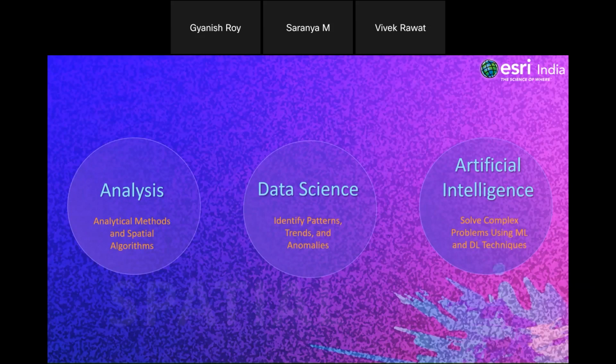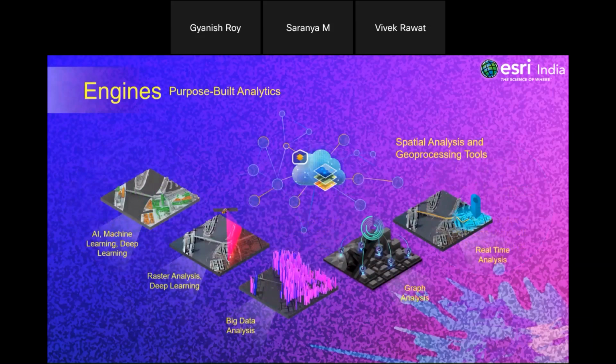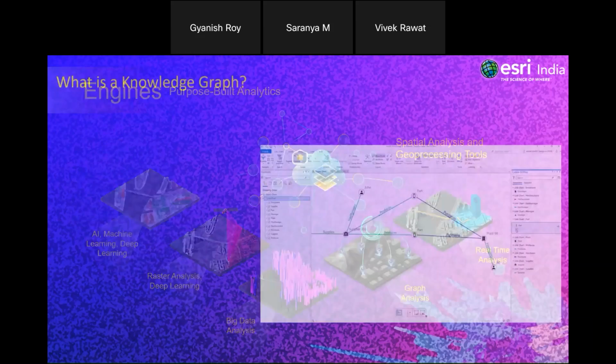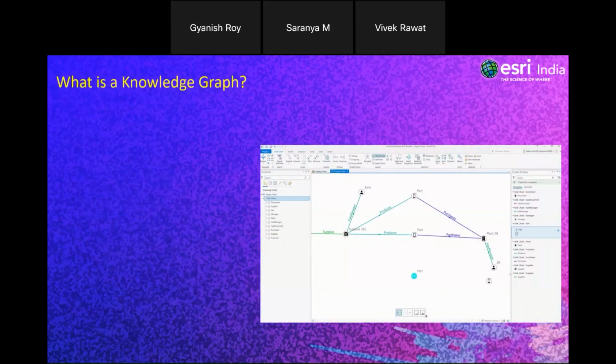Now, with ArcGIS Knowledge, we also have an analytical engine that focuses on graph analysis, bringing an entirely new capability to ArcGIS to improve both spatial and non-spatial analysis volumes. So before we move to the course session, I would like to describe a few terminologies. First is, what is a knowledge graph?